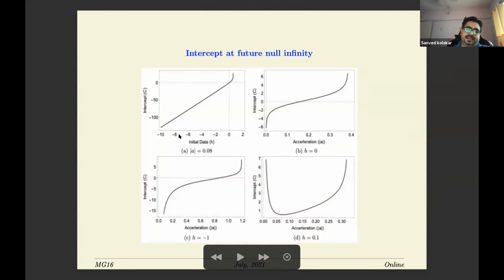So you can see that they are actually not all the way linearly related to h. They are not linearly and monotonically related to h. They are basically different kinds of functions and graphs which you get in the relation between the intercepts and the h and e.